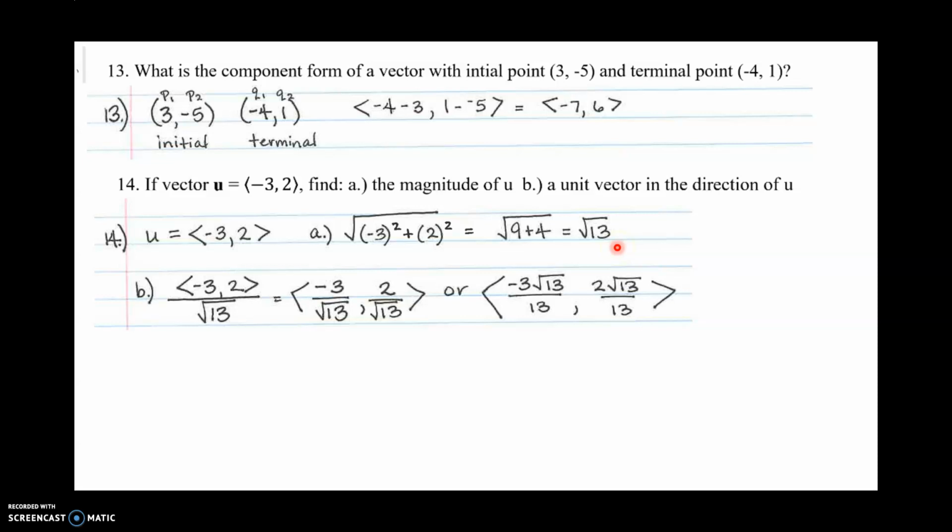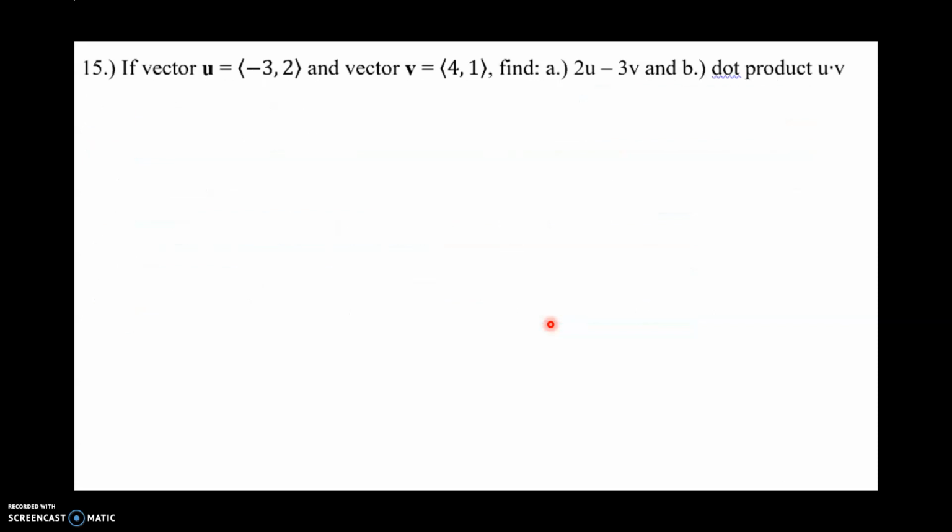Now, square root of 13 is definitely not 1, and a unit vector has to have a magnitude of 1. So for the next thing, it says find a unit vector in the direction of u. Our formula for that is to take vector u and divide it by its magnitude. So we're going to take vector u, negative 3, 2, and we're going to take negative 3 and divide it by the magnitude, and 2 and divide it by the magnitude. Now you can leave it this way, or you could also rationalize to get those radicals out of the denominator by multiplying top and bottom by the square root of 13.